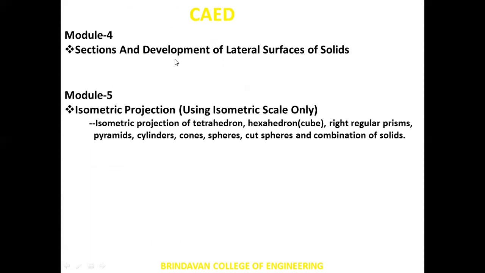Module 4 is related to sections and development of lateral surfaces of solids. Herein we are going to develop the surfaces of pyramids, prisms, cut portions, all those things. Next, module number 5 is isometric projection. In this, we are going to project a 3D diagram of a solid or a combination of solids. So this is what the syllabus is.